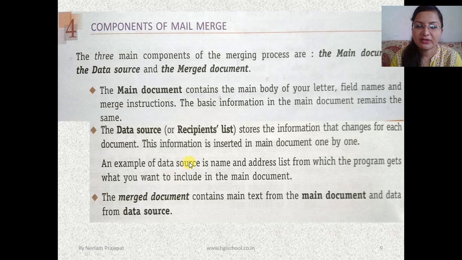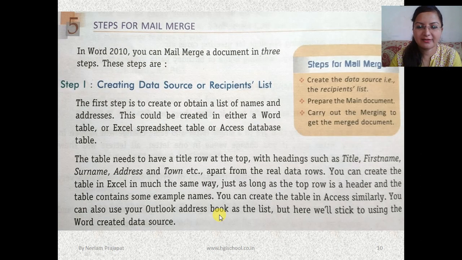Got it? So here the data source will contain a name and address list, from where we can get all the details that we have to put in the main document. The merged document contains the main text from the main document and the data from the data source. Got it? Merged document means merging the main document and the data source. So what will it contain? It will contain the main text from the main document and the data from the data source.